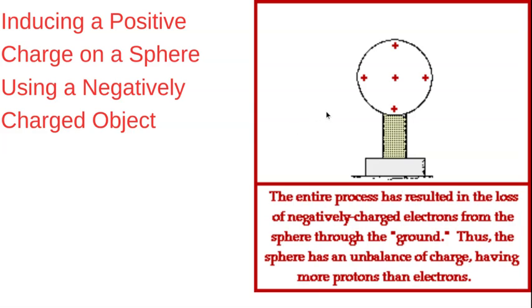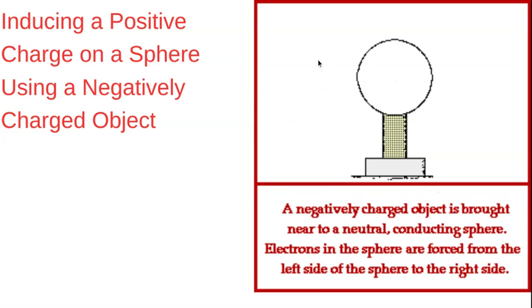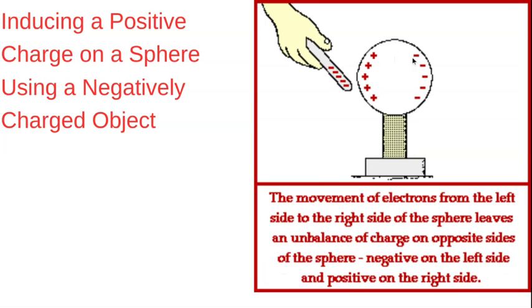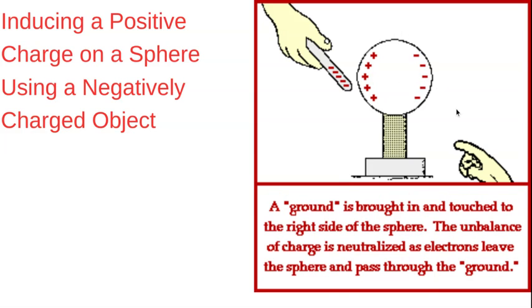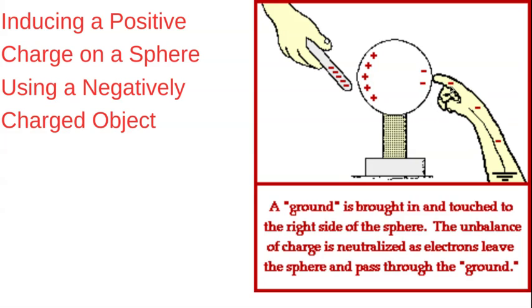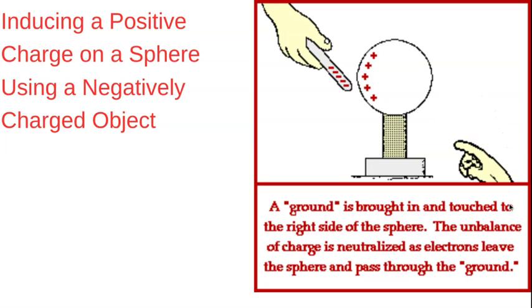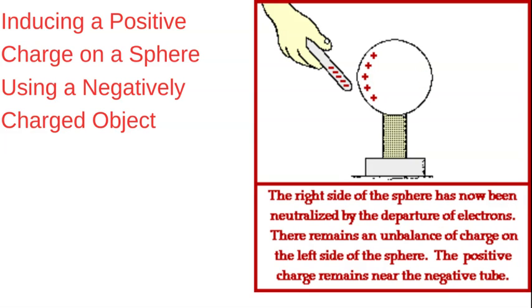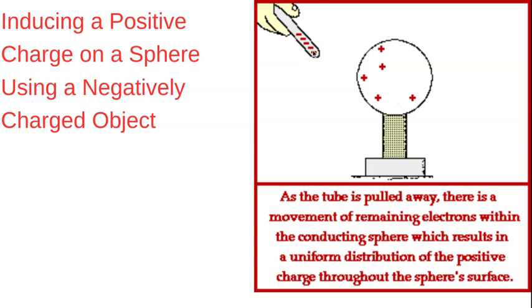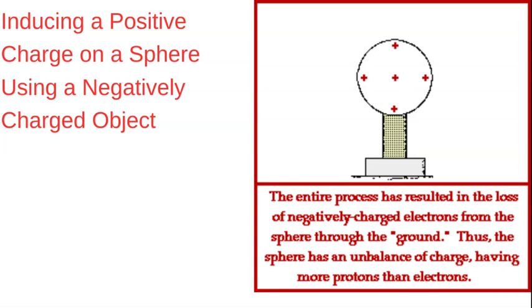So let's show that in this little animation right here. It's going to restart here in just a second. So here comes a negatively charged rod. When it's near this metal sphere, it will polarize the sphere. The charges will separate. Here comes a hand to touch it. That will push the electrons into the hand and down to the ground. Since you've pushed electrons out of the sphere, you have left the sphere with a positive charge. So you started with a negative rod, pushed the electrons out, and made the sphere positively charged.